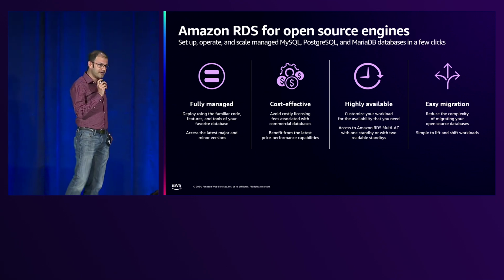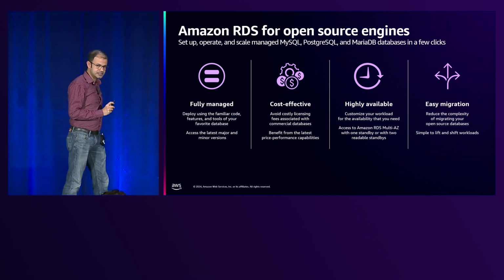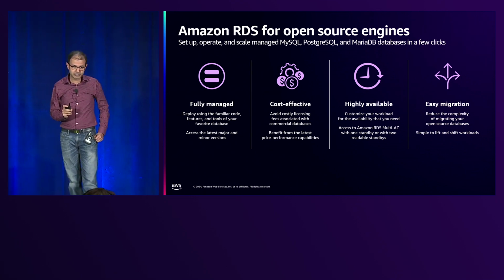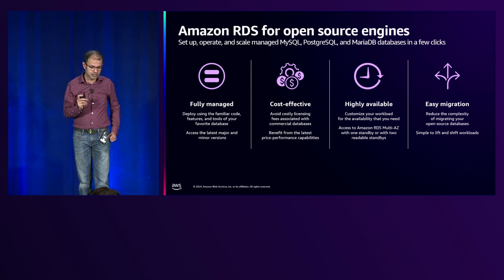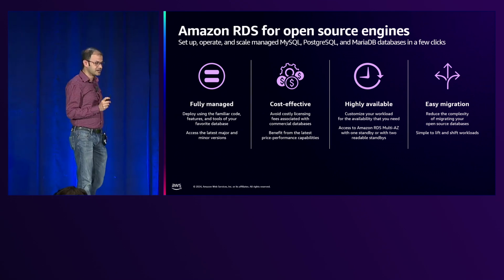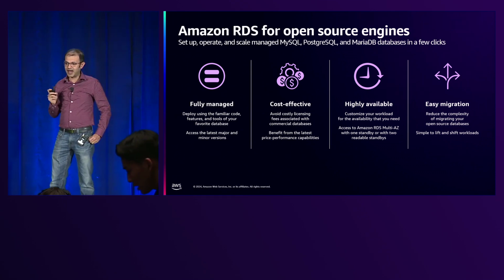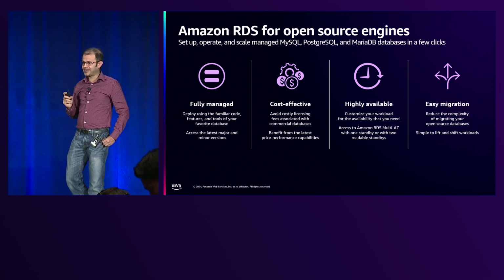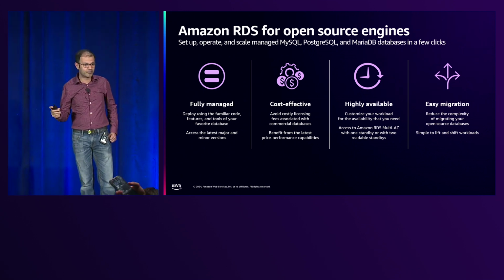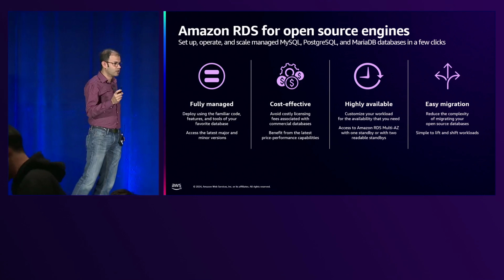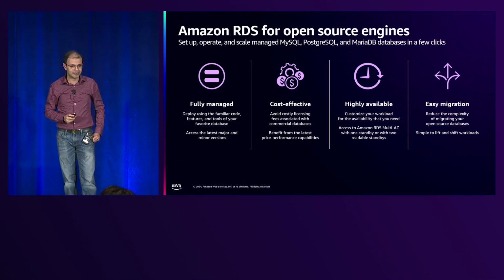And one of the primary focus points of RDS is compatibility with open source, having access to both the latest major as well as the minor versions, and providing an easy way to migrate either your on-premise or your self-managed open source solutions into an AWS managed solution.